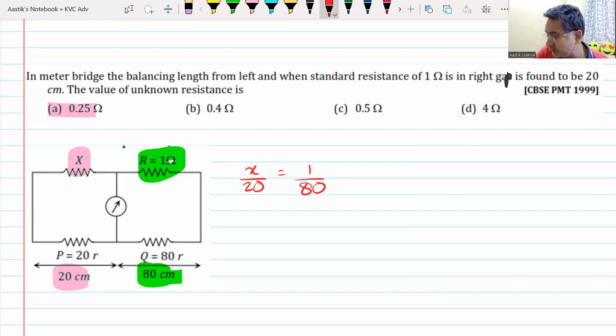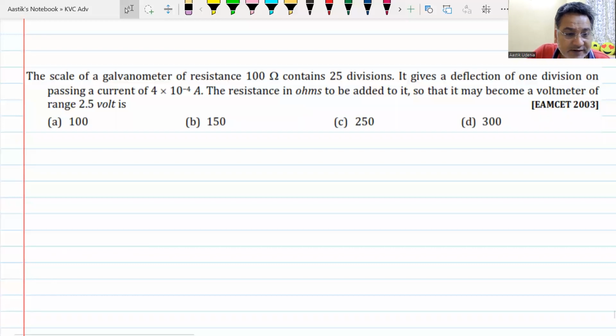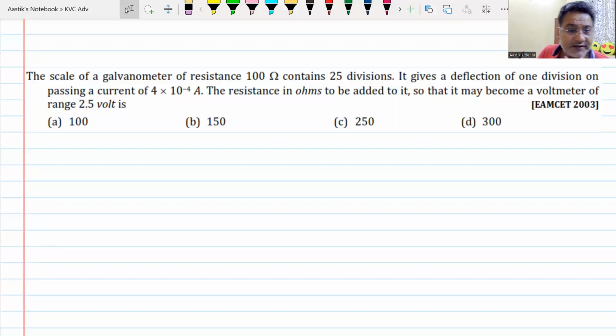Chalo then, fatafat, solve these 2 or 3 questions so that I can move ahead, assuming that you have understood this. A scale of a galvanometer of resistance 100 ohms contains 25 divisions. It gives a deflection of 1 division on passing a current of 4 into 10 raised to the power minus 4 ampere. The resistance in ohm added to it so that it may become a voltmeter of range 2.5 volt. The answer is 150 ohms.